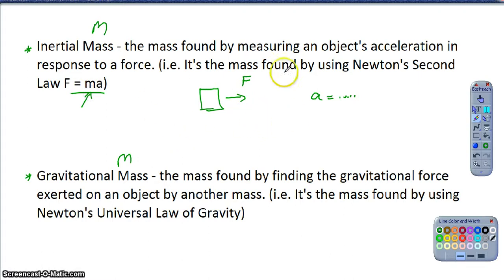So if we were to use an experiment like that, again by taking advantage of Newton's second law, that would be what they would refer to as the inertial mass.